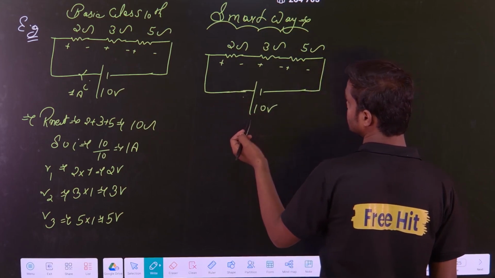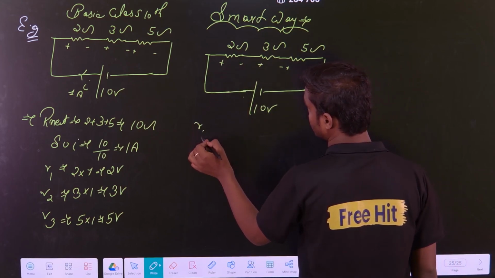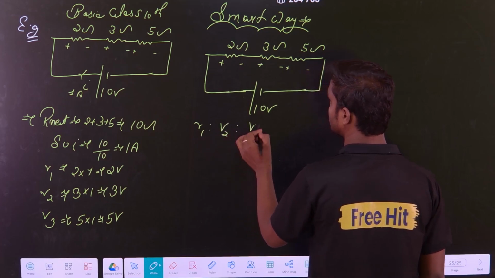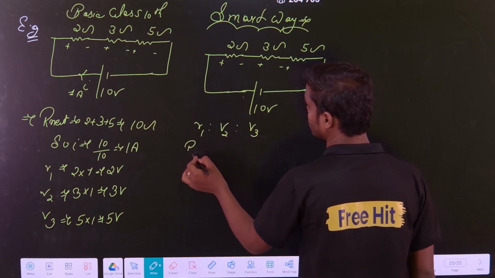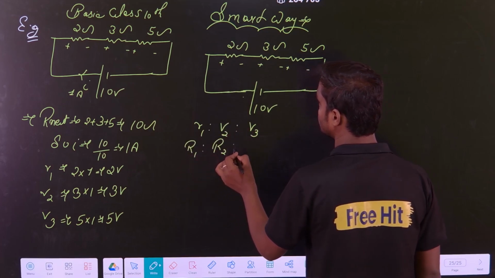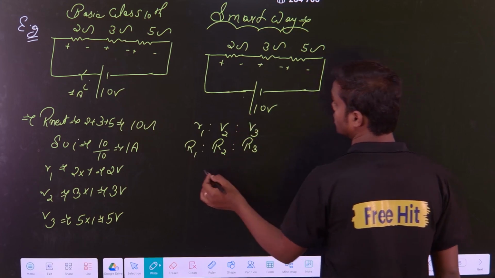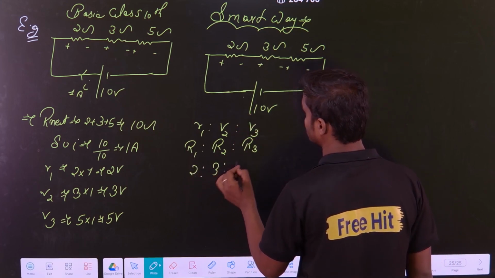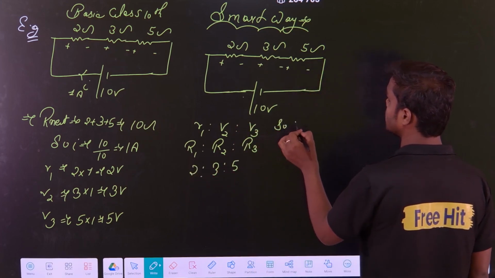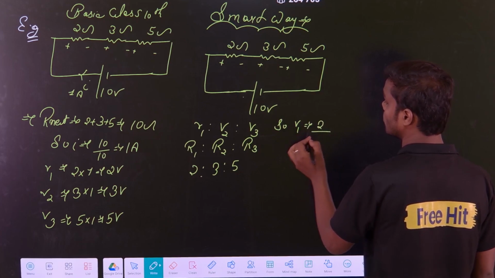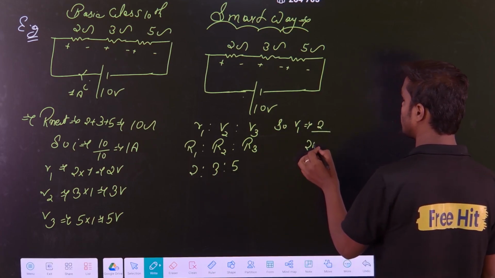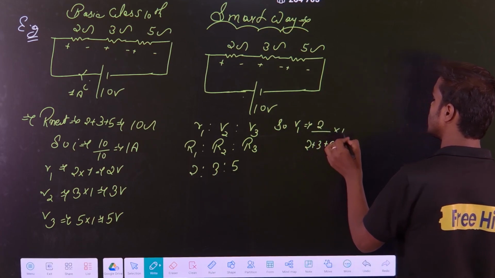No need to calculate this current also. What is V1 is to V2 is to V3? That is the R1 to R2 to R3 ratio, correct? What is R1, R2, R3? 2 is to 3 is to 5. So I can simply say my V1 is equal to 2 upon 2 plus 3 plus 5, into 10.